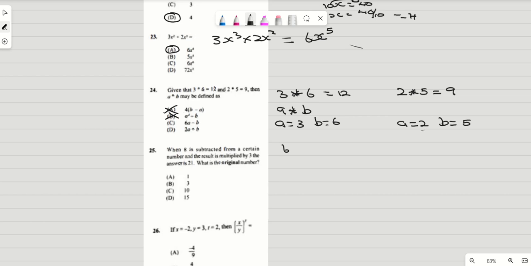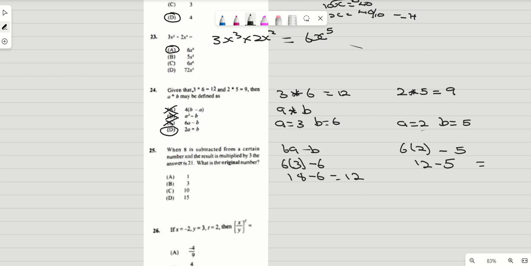We have 6A minus B. That's 6 by 3 minus 6. So 6 3s are 18. 18 minus 6 is 12. Let's try the other one, 6 by 2 minus 5. 6 2s are 12 minus 5. It is not 12, sorry, it's not 9. Right, so we know that option C is not the answer, so the alternative would be D.